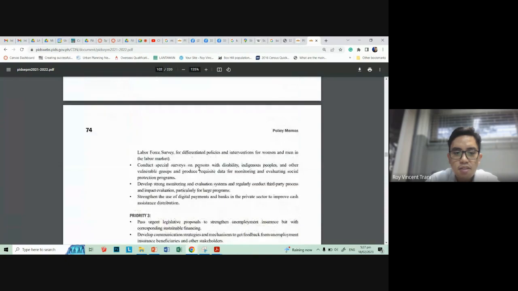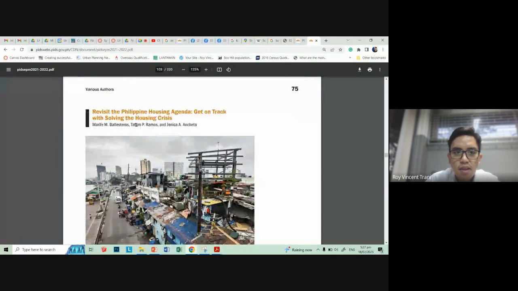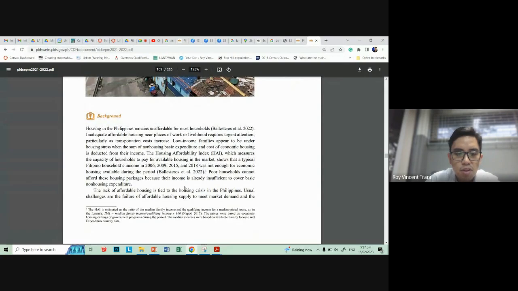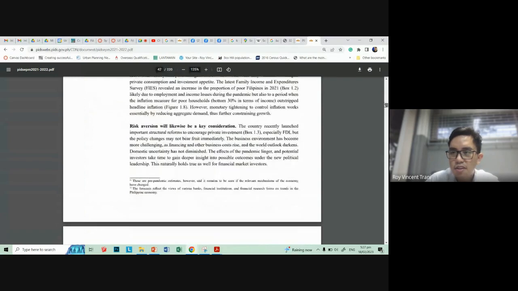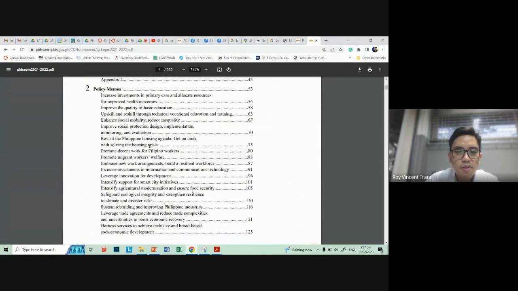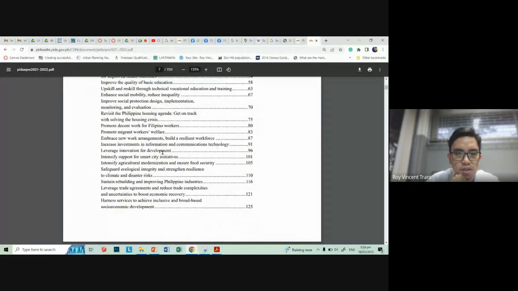Let's see what else is here. Various authors revisit housing in the Philippines, lack of affordable housing. So this is basically a collection of reviews and not exactly what we need. So this might be useful. We got 3 minutes. I'll try to find something on businesses. See, upskill, technical education, enhance social mobility, improving social protection, promote decent work for Filipino workers. It's more on the worker side.